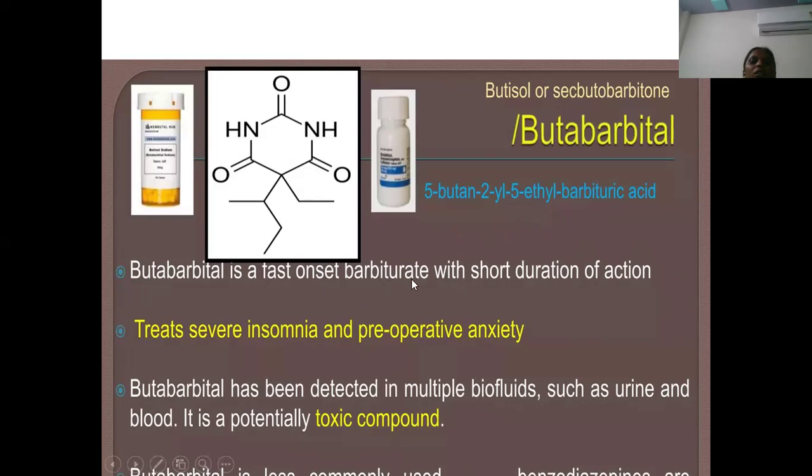Butabarbital is a fast onset barbiturate with short duration of action. It treats severe insomnia and preoperative anxiety. Butabarbital has been detected in multiple biofluids such as urine and blood. It is a potentially toxic compound.